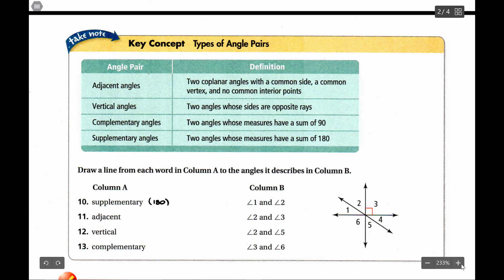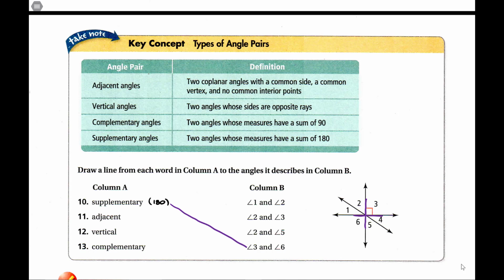If we look at our diagram here, the first one we have is angle 1 and angle 2. That is not supplementary. Angle 2 and angle 3, that's again not supplementary. Angle 2 and angle 5, that's not supplementary. And then angle 3 and angle 6. So let me erase this. Angle 3 is a 90-degree angle. Angle 6 is also a 90-degree angle. So those two angles are supplementary.